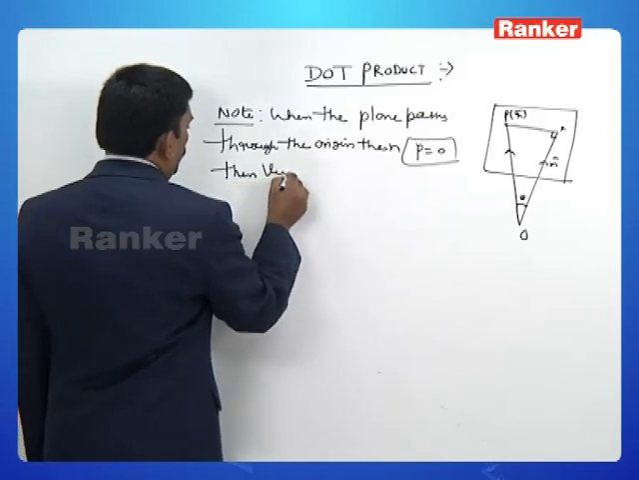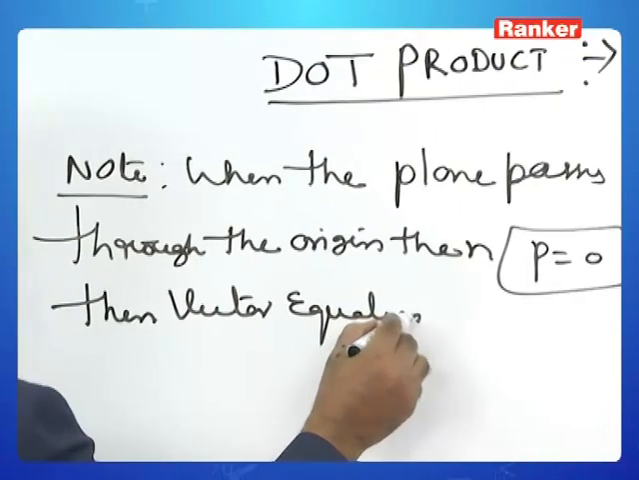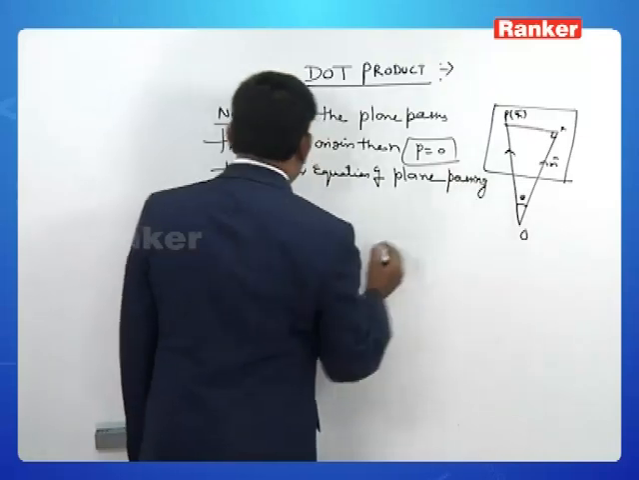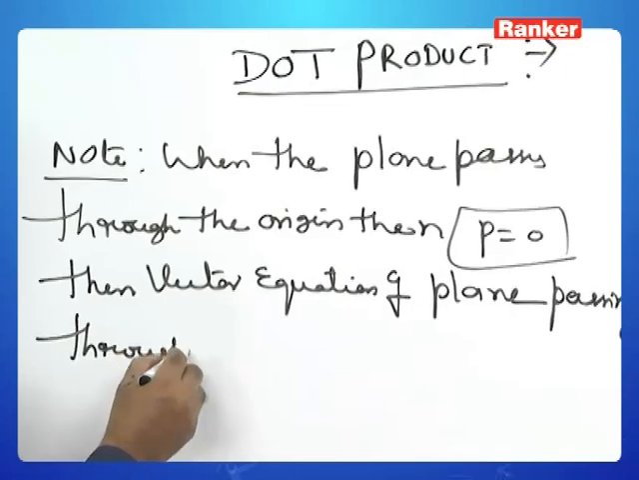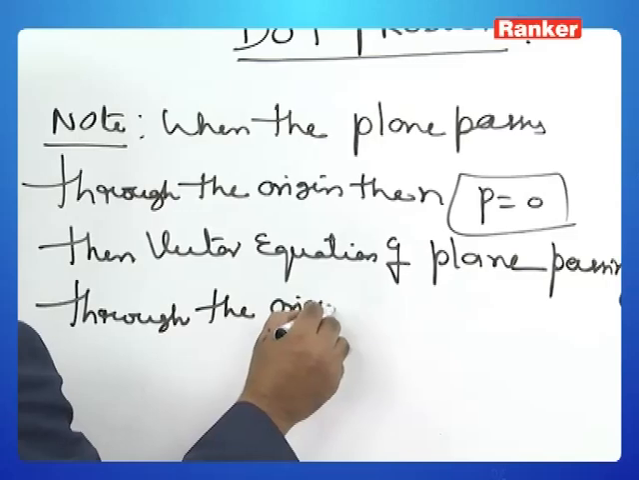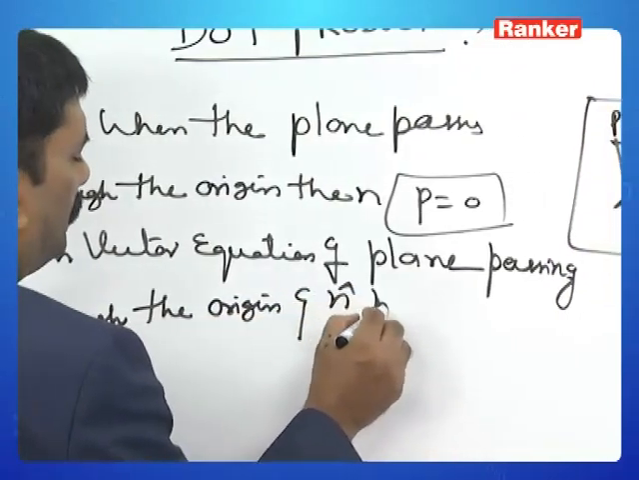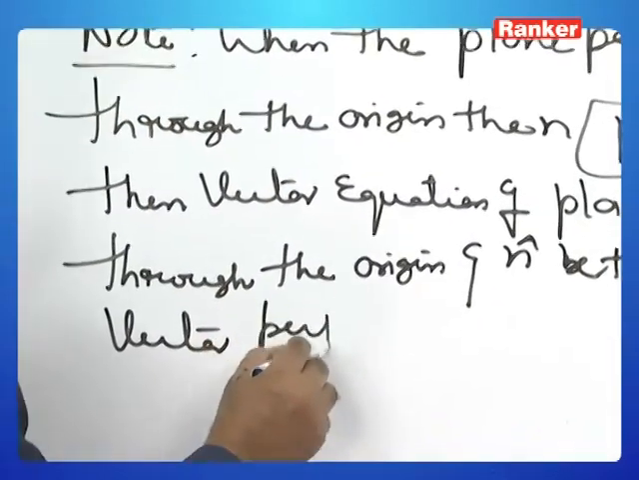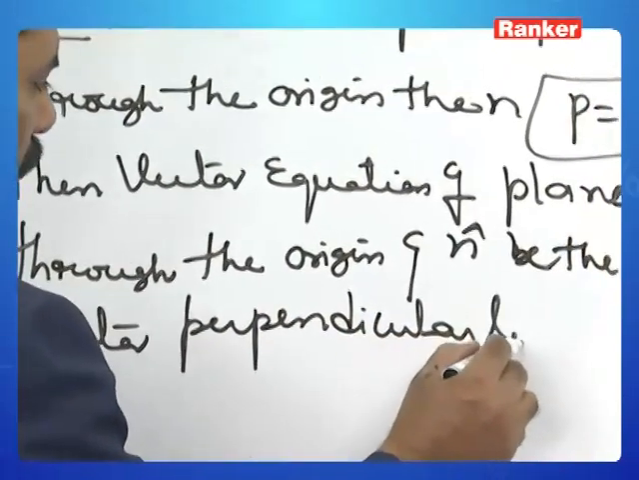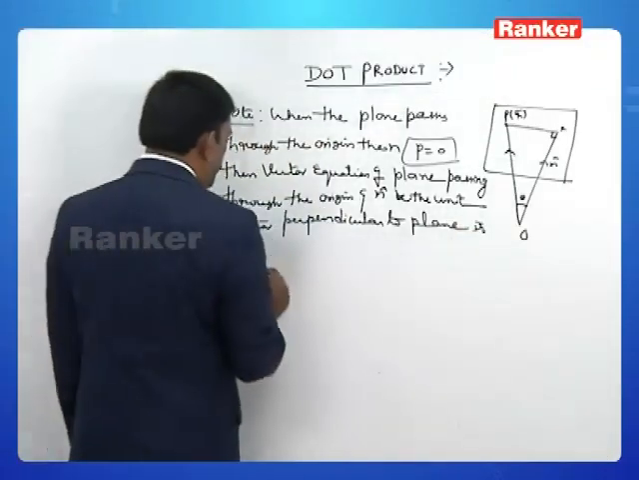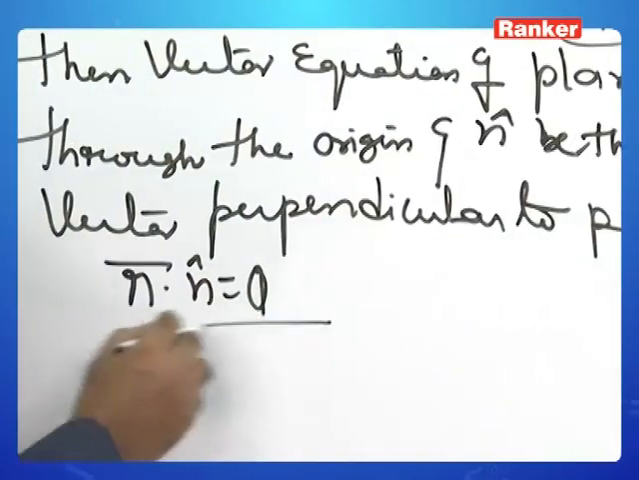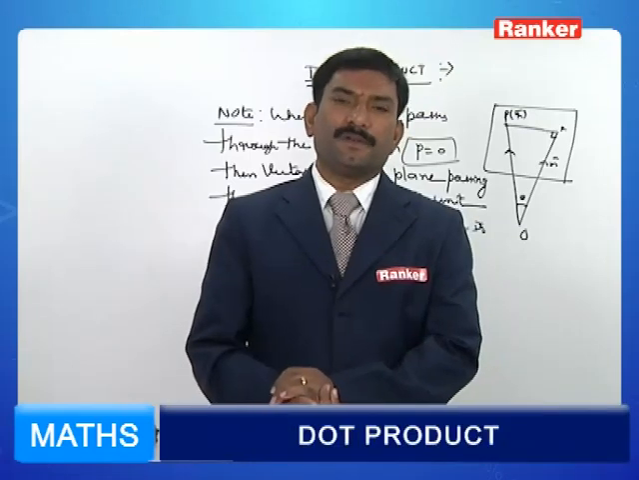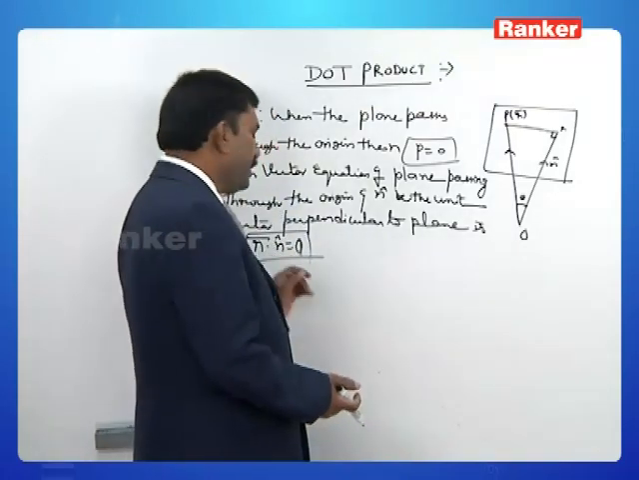Then the vector equation of a plane passing through the origin, where n cap is the unit vector, is r bar dot n cap is equal to 0. So therefore, r bar dot n cap is equal to 0.